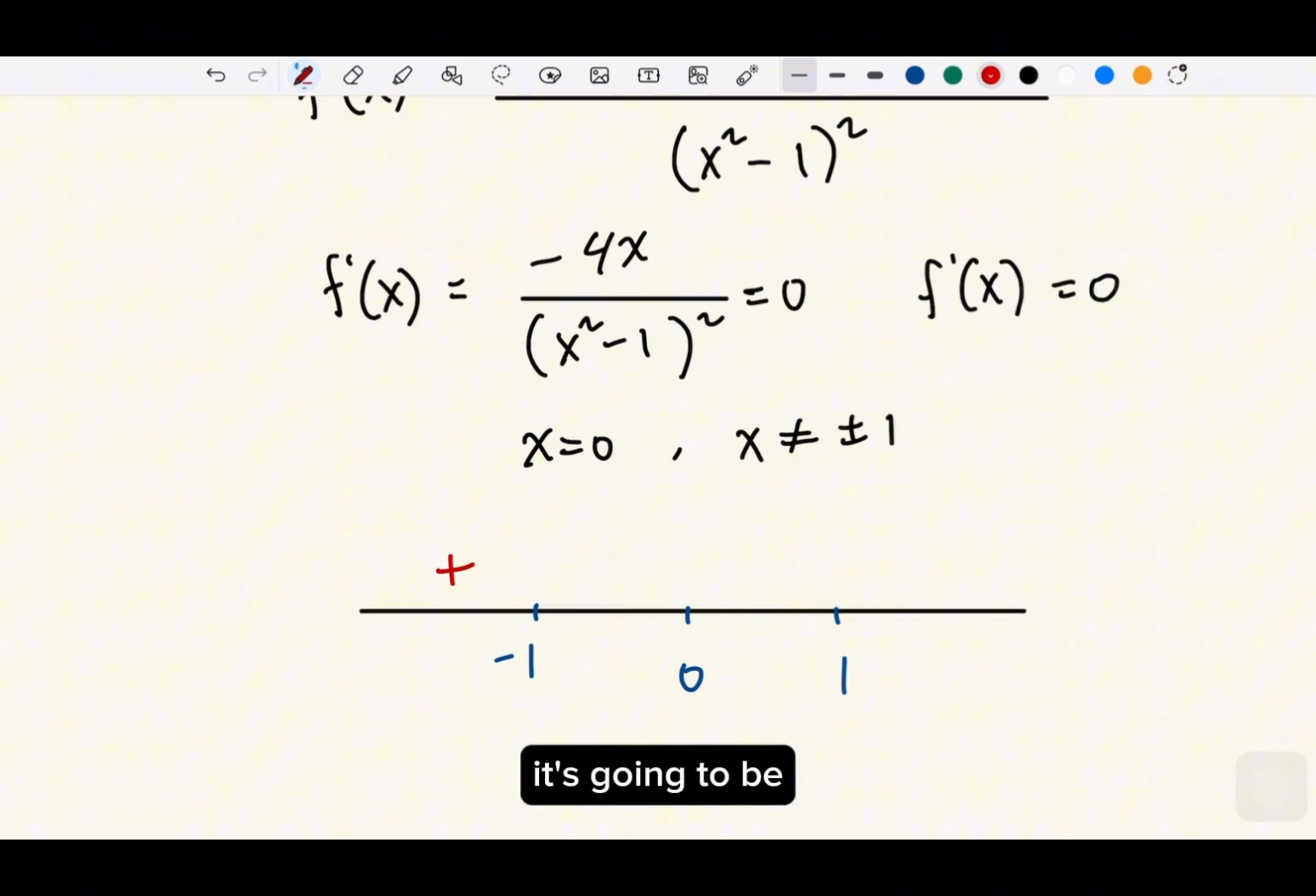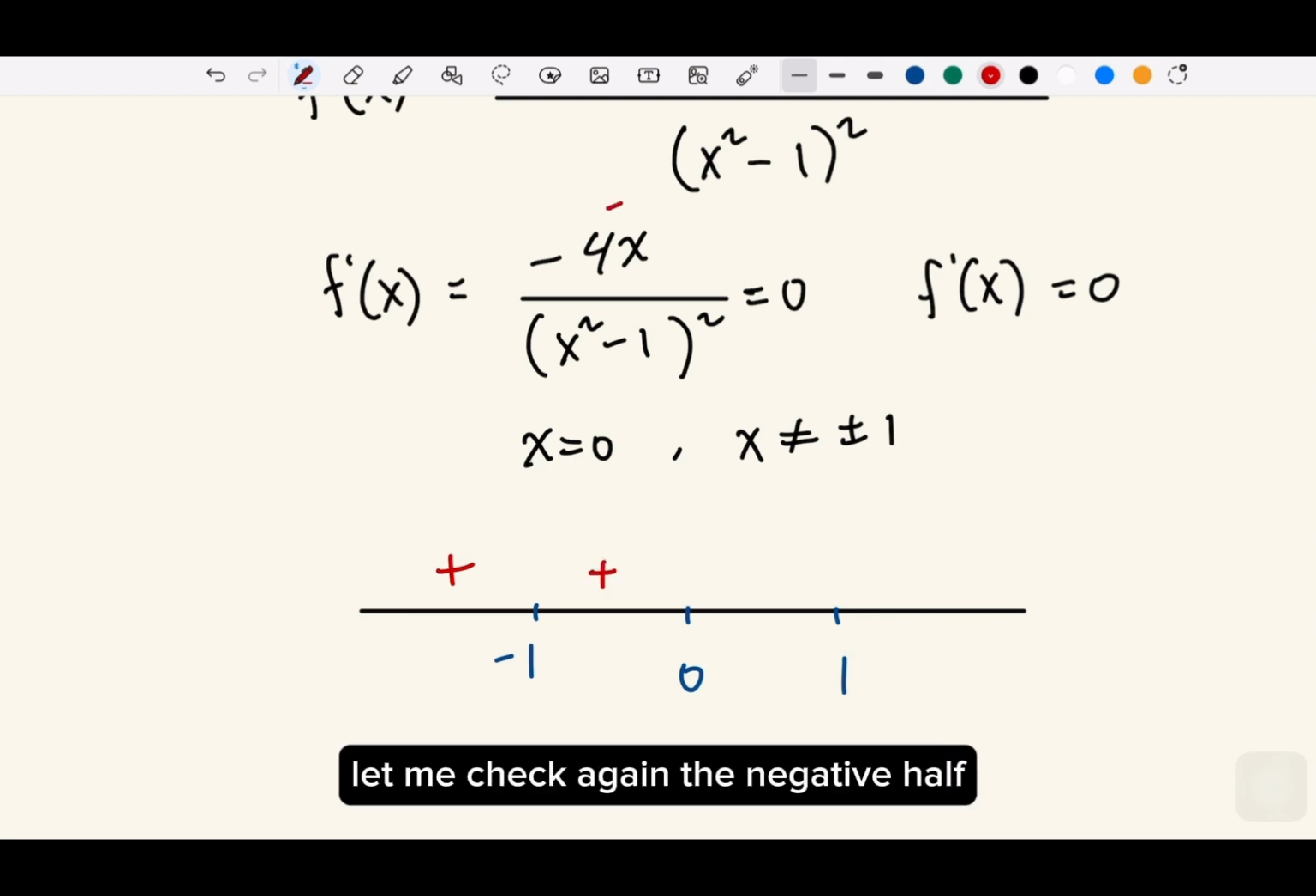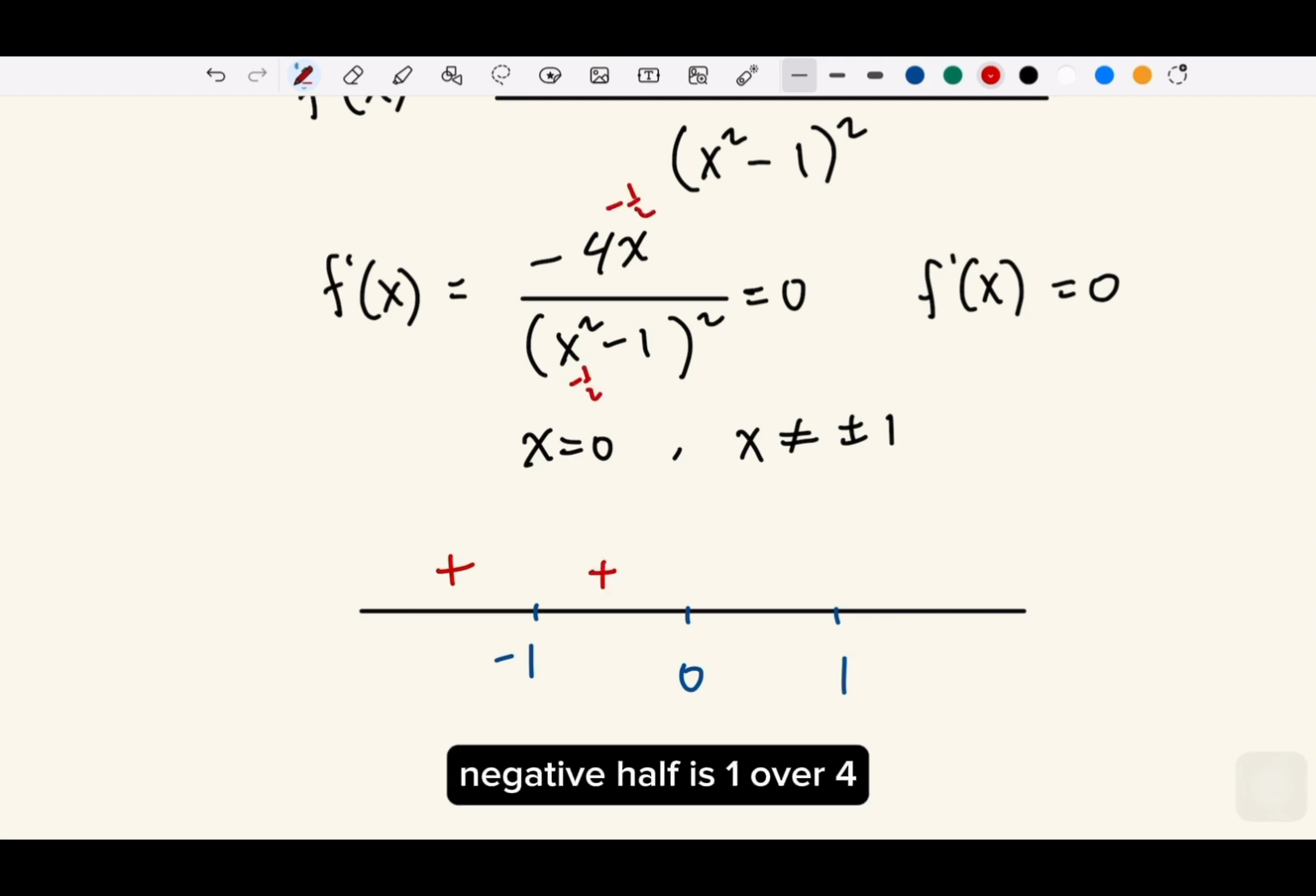It's going to be positive, right? So let me check again. The negative half is 1 over 4. So negative squared is positive, right? Positive. Okay.